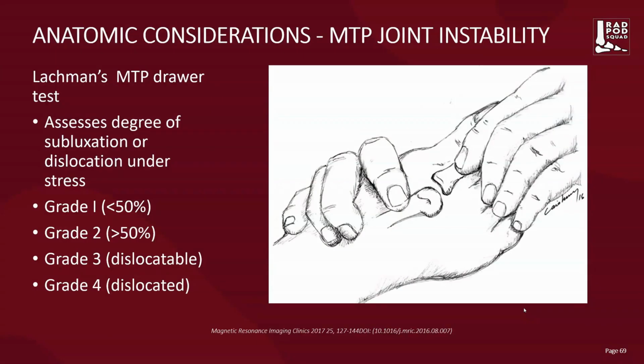Anatomic considerations when we're looking at MTP joint instability, it's good to understand Lachman's MTP drawer test. And that will be helpful to assess the degree of subluxation or dislocation under stress. So in grade 1, the joint is less than 50% dissociable. Grade 2, greater than 50%. Grade 3, completely can dislocate it. And grade 4, it's dislocated at rest.